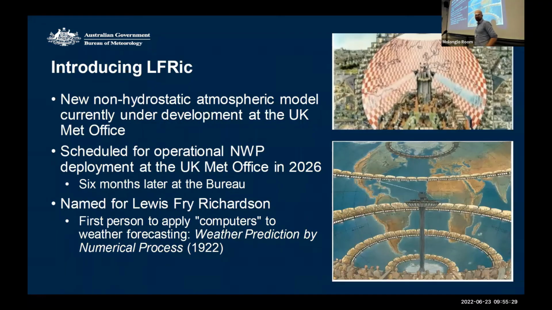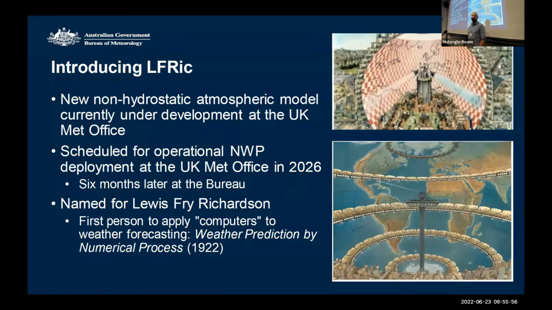So what is LFRic? So yes, it's the next generation non-hydrostatic atmospheric model that's currently being developed at the Met Office. There's a scheduled deployment date of 2026 for LFRic to go operational, and the Bureau's stated goal is to be operational within 6 months of the Met Office, so by implication 2026 or 2027 here as well for NWP. It's a bit of a confusing name if you're not familiar with the folklore.